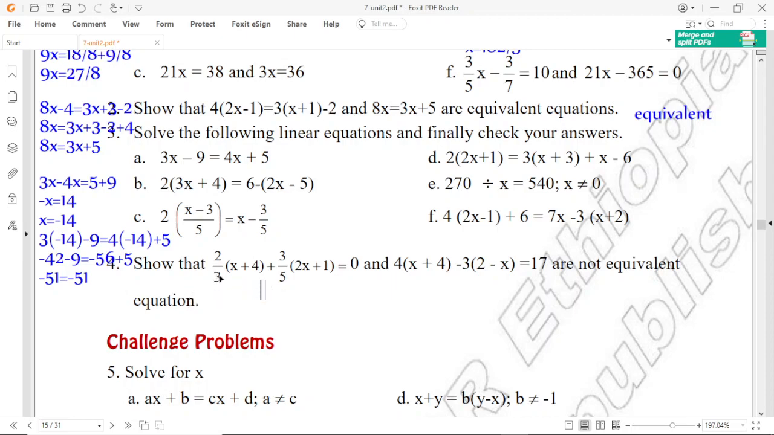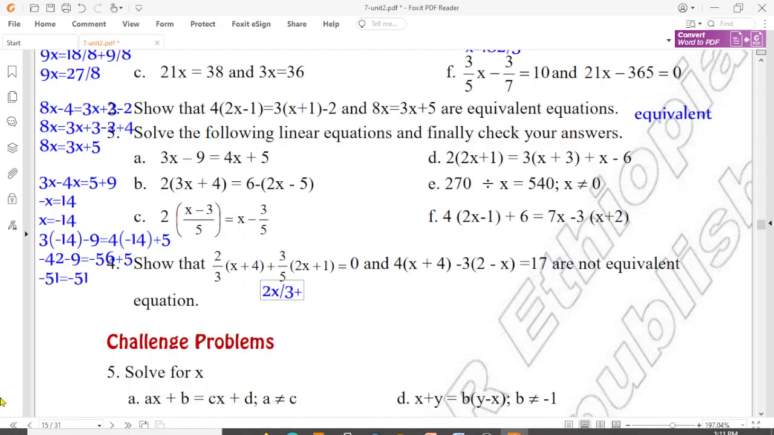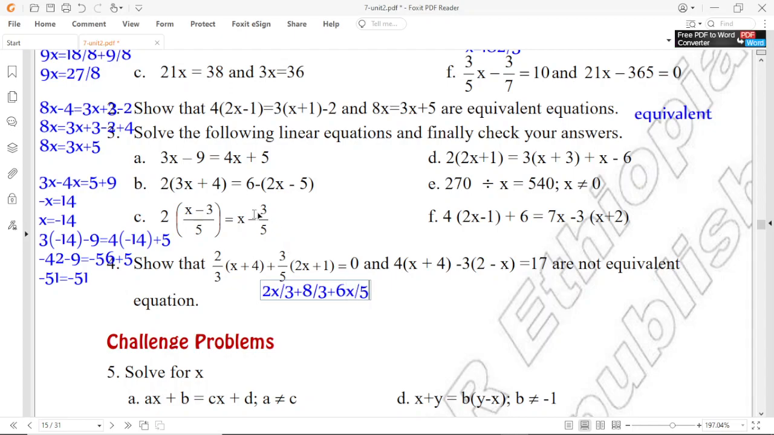So 2 over 3 times x is 2x over 3, minus 1 plus 2 times 4 is 8 over 3, plus 3 over 5 times 2x is 6x over 5, plus 3 times 1 is 3 over 5, which equals 0. First we have to collect like terms, the x terms together: 2x over 3 and 6x over 5.